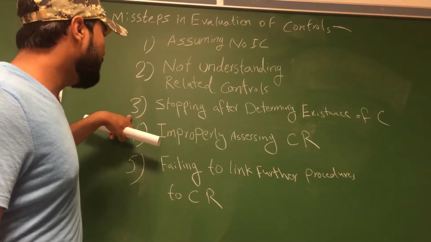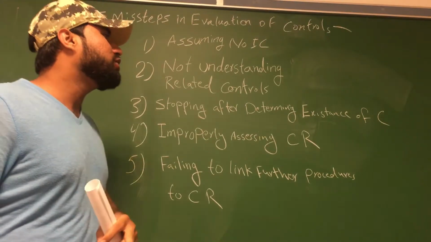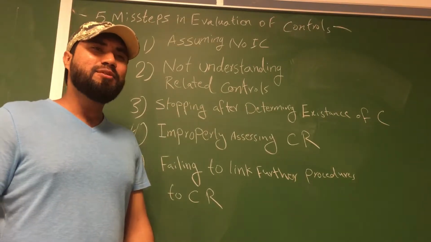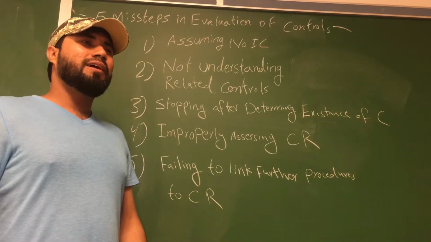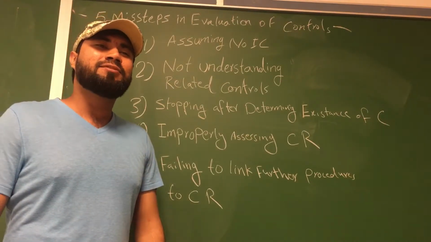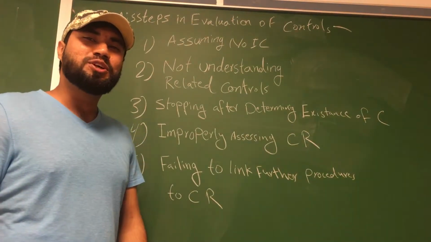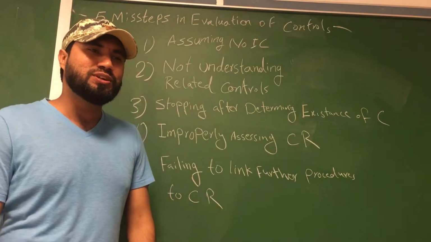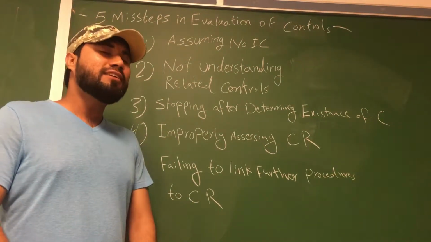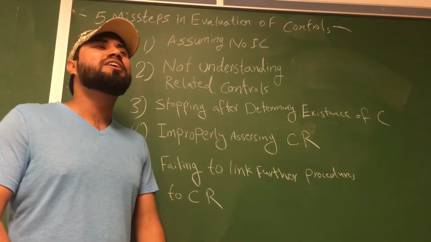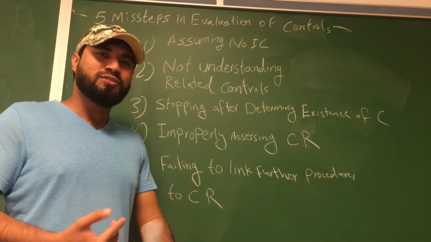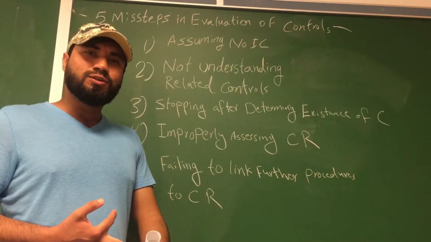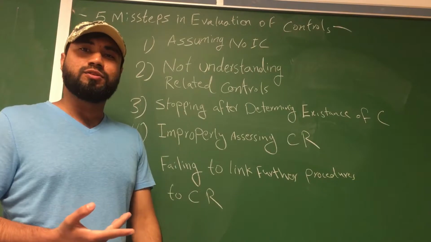And the third one is stopping after determining whether controls exist. Some of the auditors think that their responsibility is only to determine whether control exists or not, but that is not true because the scope or the extent of their responsibility also encompasses determining controls, evaluating the design of those controls, implementation of those controls, and evaluating the effectiveness of those controls.